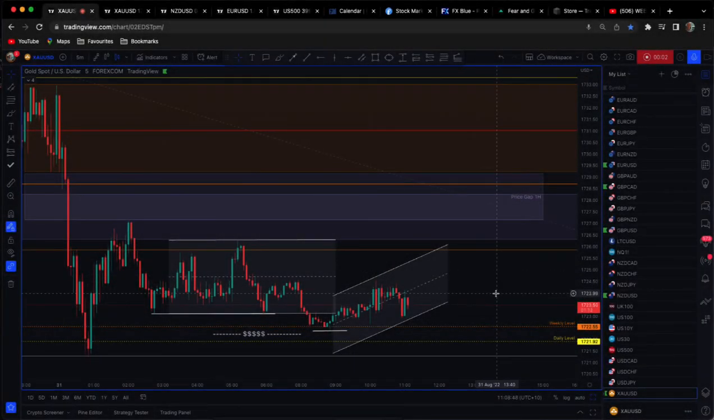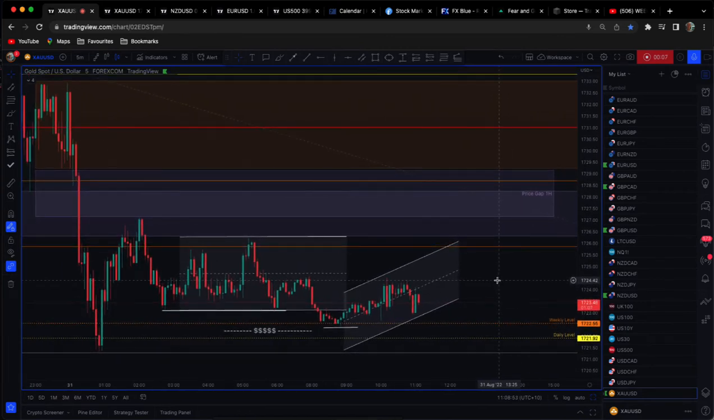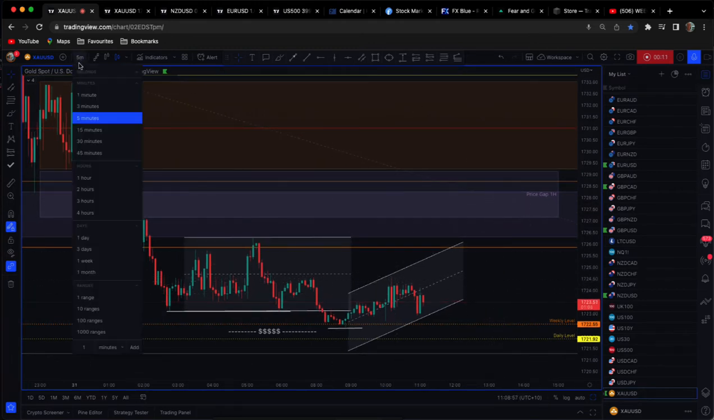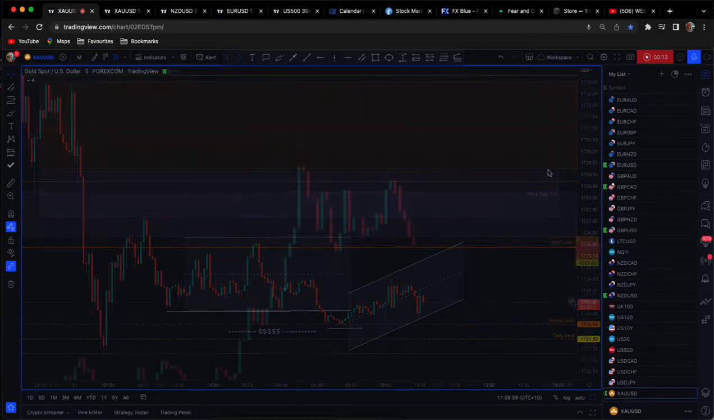Hi traders, Anthony here. I'm looking at gold on a 5-minute chart. What I'll do is quickly zoom out and show you what I've got marked up and give you my take on this. Let's just go to the monthly.